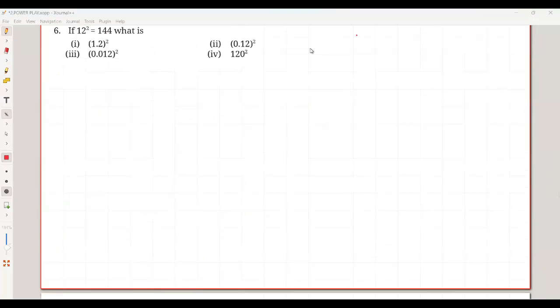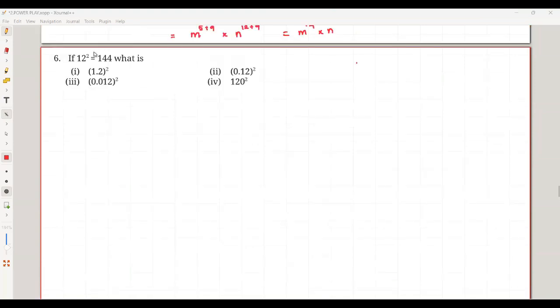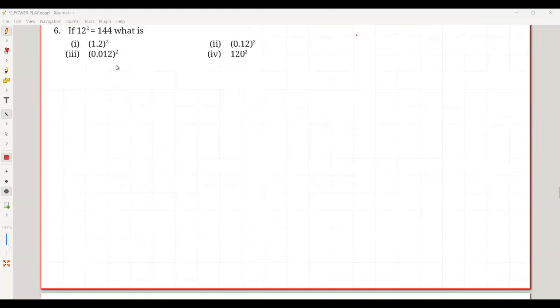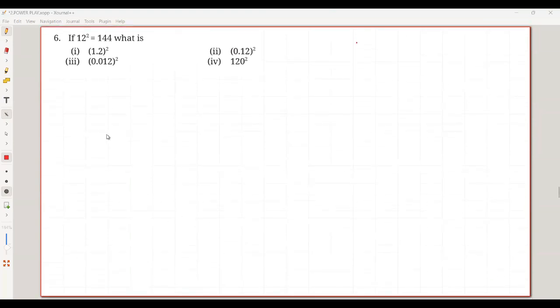The next question. Okay, if 12 square is equal to 144, so what is the value of the four expressions given? Okay, right. So now here the question is 12 square. First you can just write 12 square. So given 12 square is equal to 144.